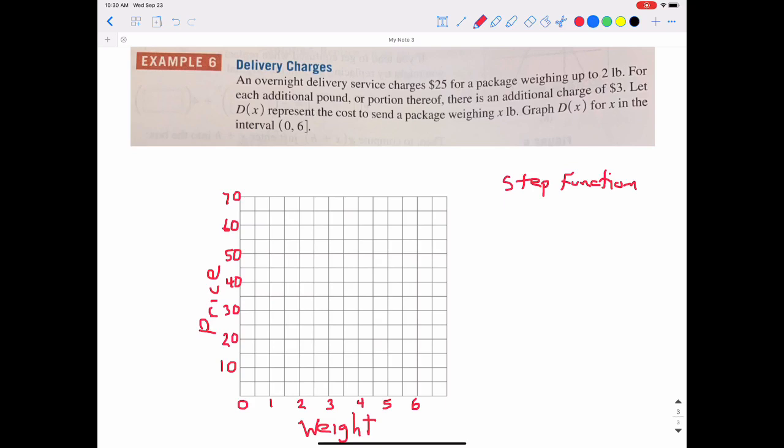So d of x represents the cost, so I've got price on the y-axis. The weight is the x-axis. So anything between 0 and 2 pounds, as it says, a package weighing up to 2 pounds is $25. I'm going to graph a straight line from 0 to 2 up at 25. I'm going to have an open circle here, as we would not send a package weighing 0 pounds. That would just not be possible.